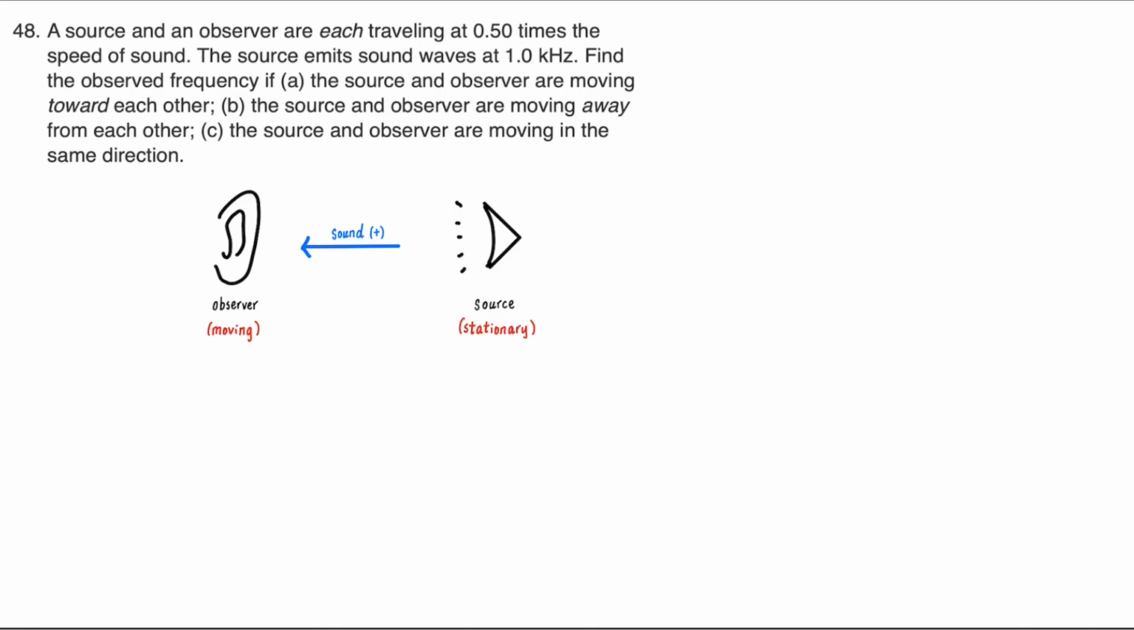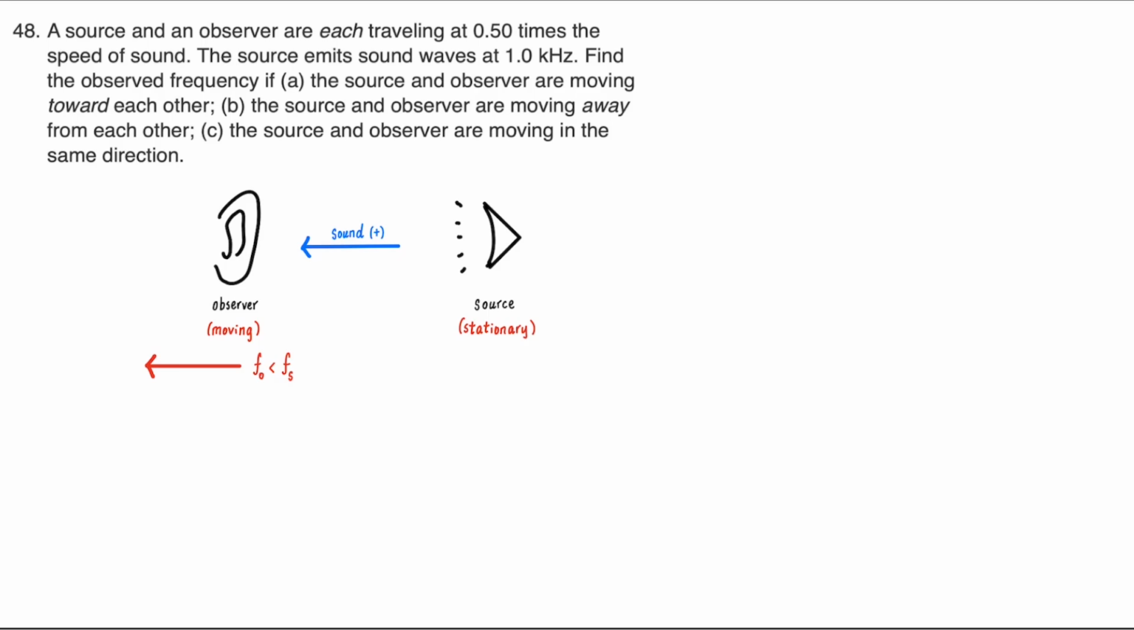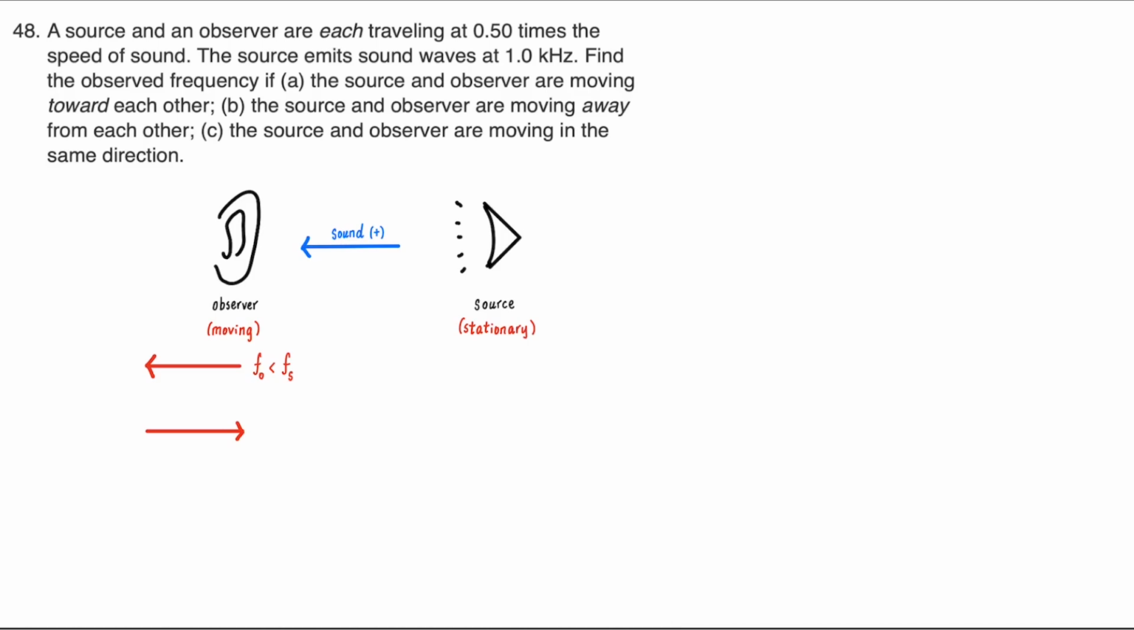Now, let's suppose that the source of the sound was stationary and the observer was moving. If the observer were to be moving away from the source of the sound, then the frequency at which the observer hears the sound is going to be less than the source frequency. If the observer were to be moving towards the source of the sound, then the observed frequency would be greater than the source frequency.